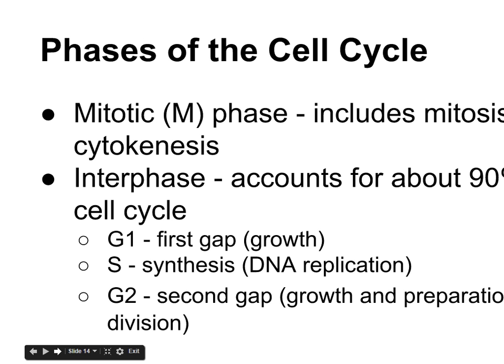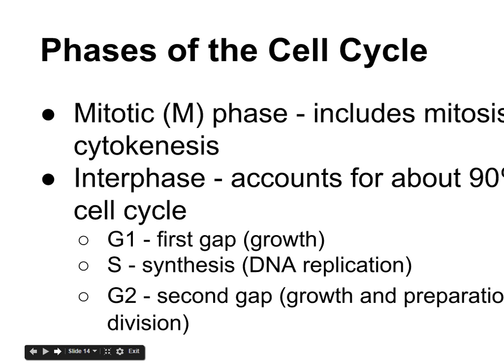So let's talk about the cell cycle, the life of the cell. We did a graphic organizer in class over this. Mitotic phase, or the M phase, includes mitosis and cytokinesis. That's actually the division process of the cell cycle. Interphase accounts for about 90% of the cell cycle. Interphase is broken into G1, S, and G2. S is where DNA is copied. Most of the cell's life is spent in interphase.